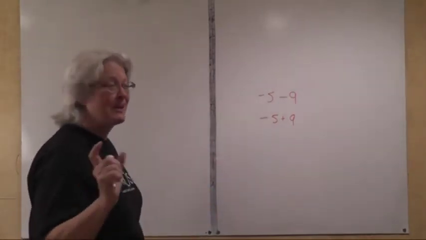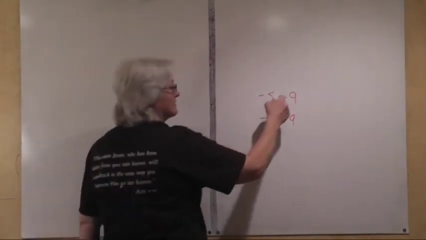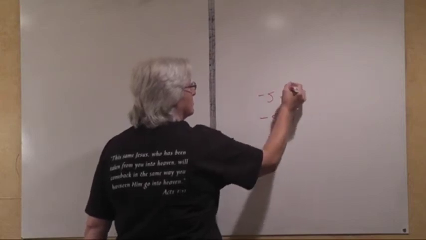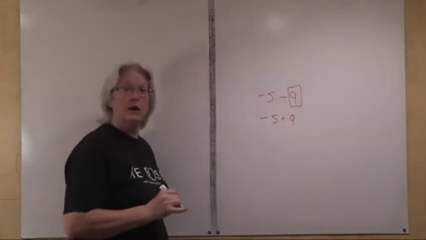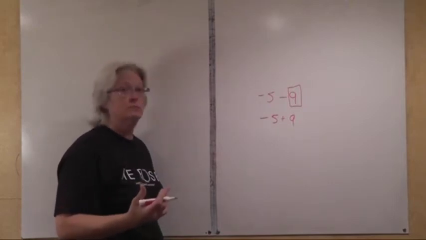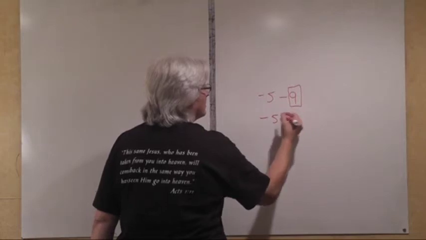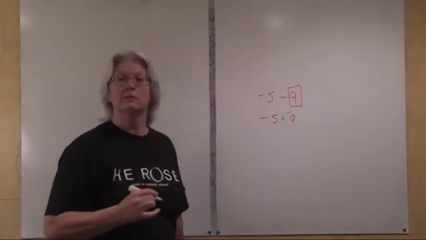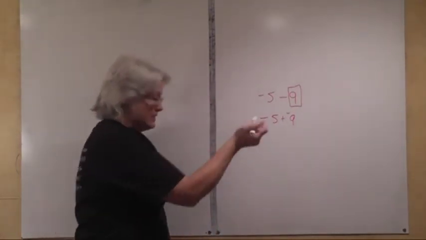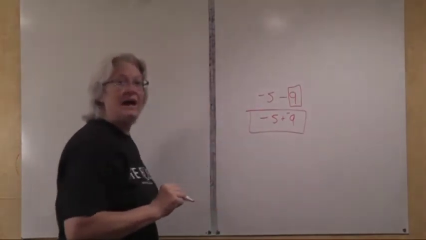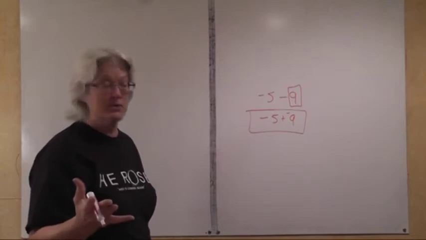We have to be careful with this. What are we subtracting? We are subtracting a +9. So what do we have to add? You have to add a -9. What we're doing now, and this would be your answer, is you've rewritten this as a problem where you're adding the opposite.